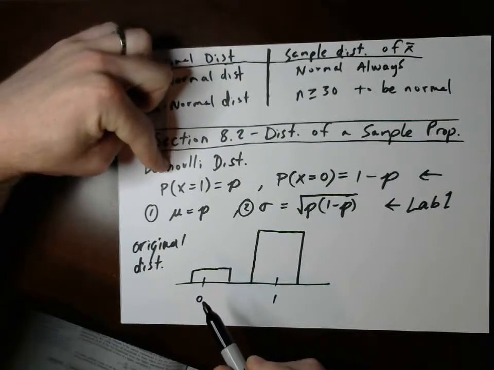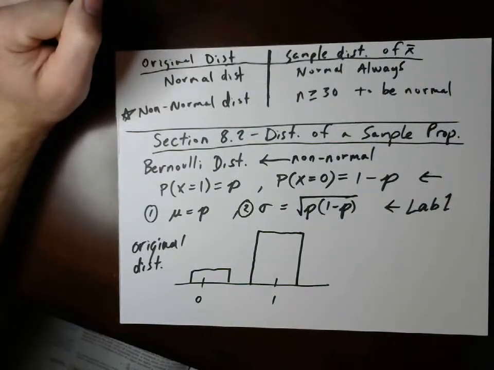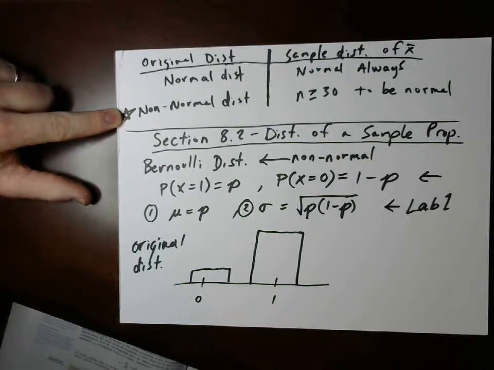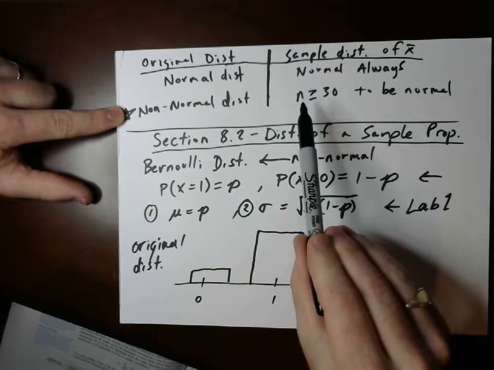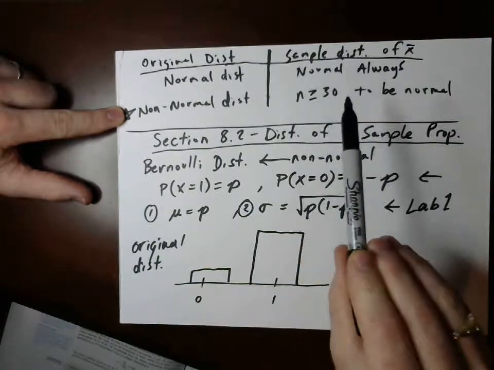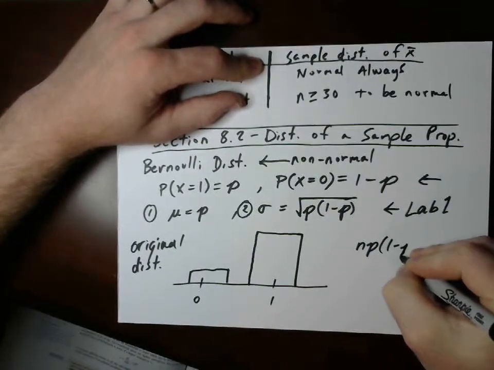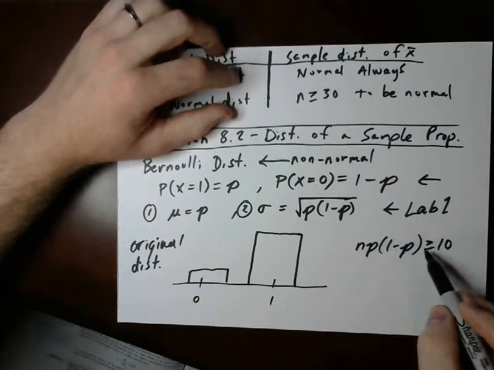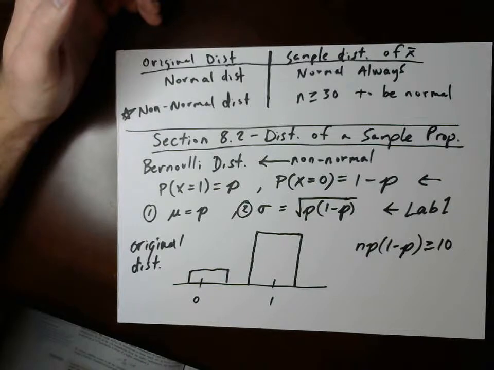This is obviously not normal. So a Bernoulli distribution is non-normal. Comparing this to section 8.1, we're dealing with a non-normal distribution. So in order for the sampling distribution from a non-normal original distribution to be normal, we have to have a large enough sample size. Now in section 8.2, we'll notice that it's not quite n greater than or equal to 30. If you remember, it's n times p times 1 minus p greater than or equal to 10. If np times 1 minus p is greater than or equal to 10, then we know that we have a normal distribution for the sampling distribution of p hat.